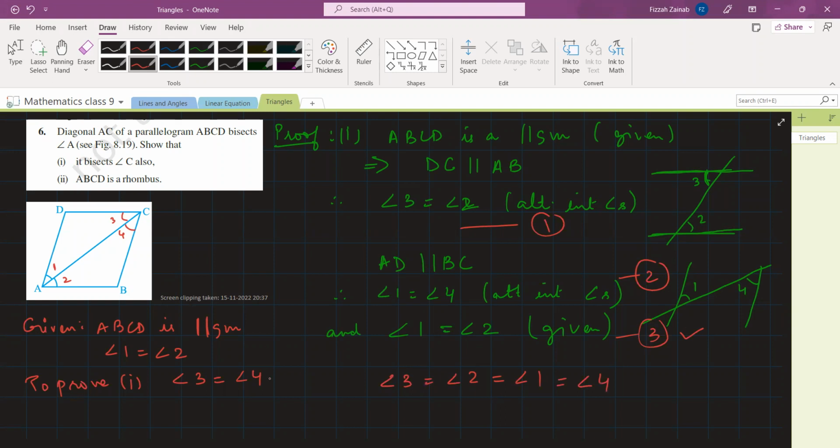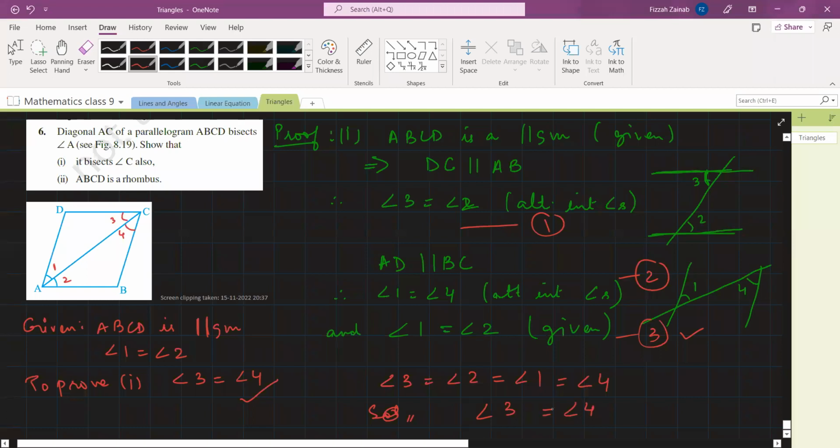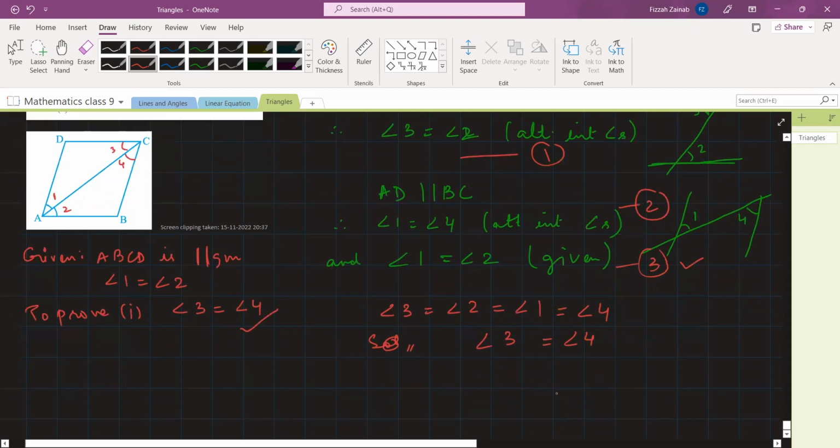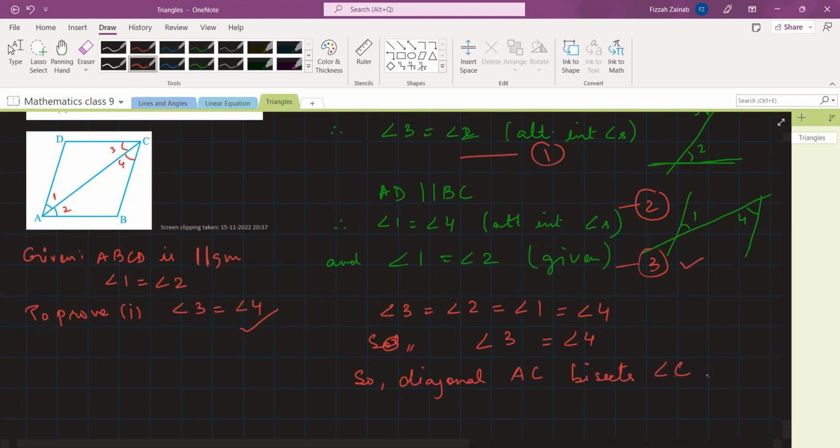And you have to prove only this, that 3 is equal to 4. So from here, you can say angle 3 is equal to angle 4. Is that okay? And also you can say, so diagonal AC bisects angle C. So we have proved it.